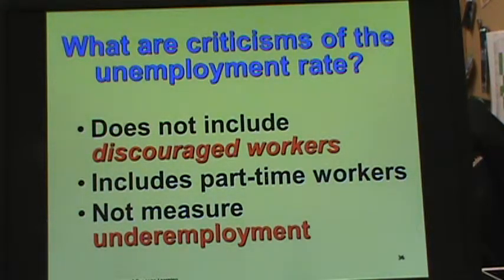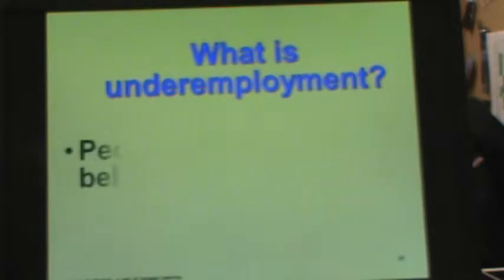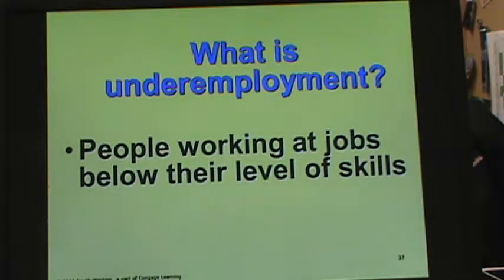Someone with a degree working in a lower position sometimes is considered underemployment. So if you have a degree to be a doctor and you're working as a waitress or a waiter, then you're considered underemployed, which isn't 100% employed in some people's minds. So underemployment, people working at jobs below their skill level. There I was getting ahead of the slide.